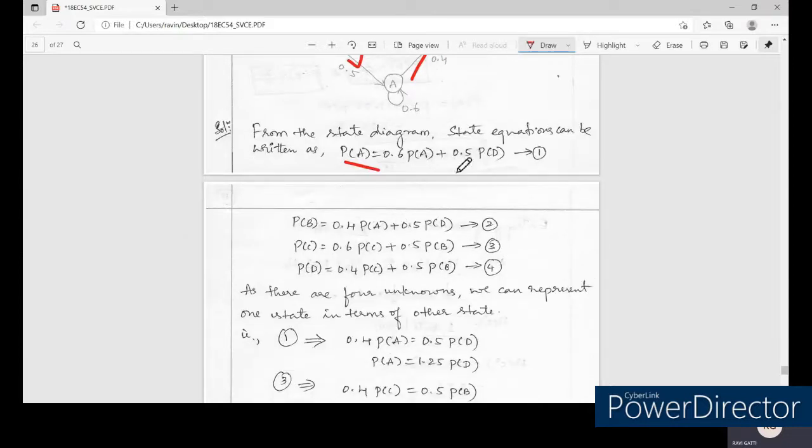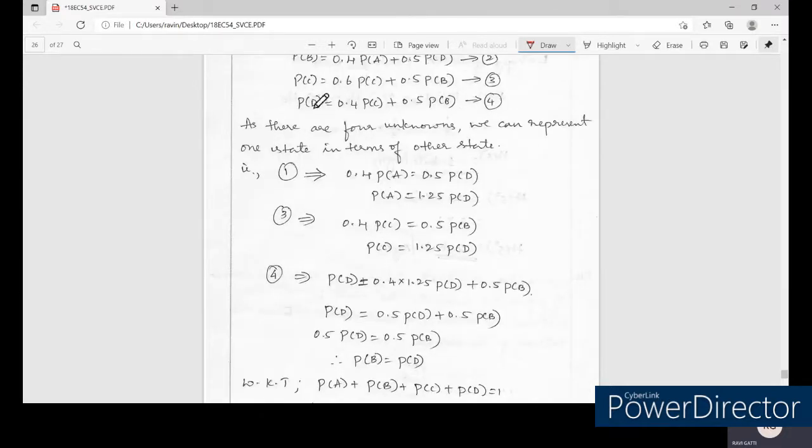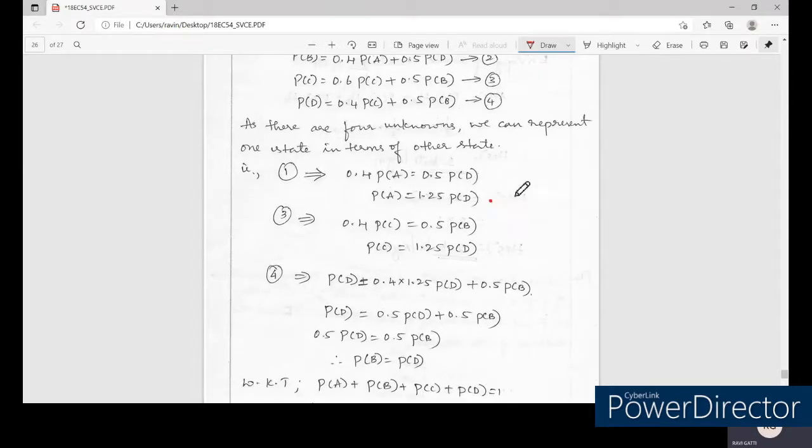If I use these expressions, you'll get P of A is equal to 0.6 P of A plus 0.5 P of D. Similarly for P of B, it is 0.4 P of A plus 0.5 P of D, and P of C is 0.6 P of C plus 0.5 P of B. And finally, for the D state, 0.4 P of C plus 0.5 P of B. If I use all these equations, and we also know that P of A plus P of B plus P of C plus P of D is equal to 1, and finally simplify this, you'll get P of A is equal to 1.5 of P of D and P of C is equal to 1.25 of P of D.